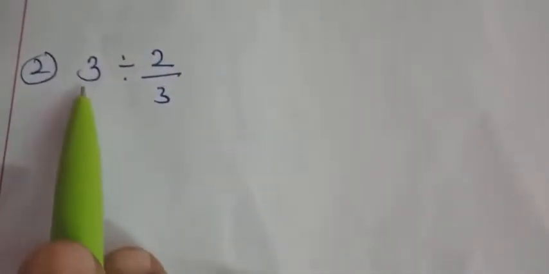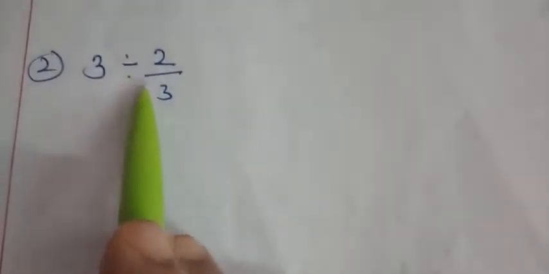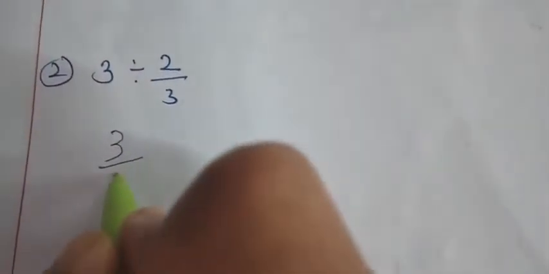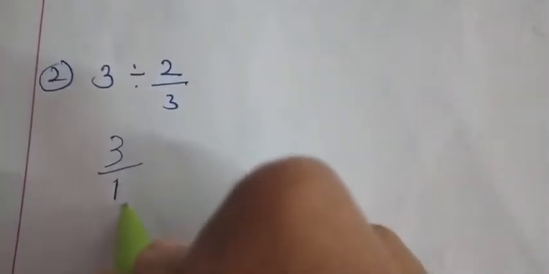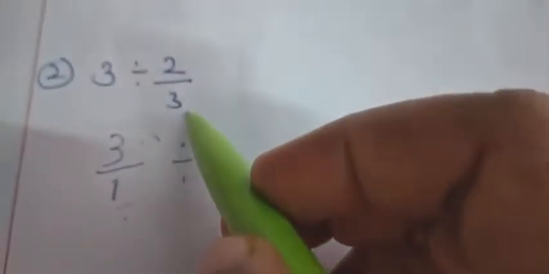Next sum, 3 is divided by 2 by 3. Got it? The same step we have to follow. 3, you just write down 1. Just imagine we have 1, so that this will become a complete fraction, numerator and denominator. Now divide, 2 by 3 will become what? 3 by 2.